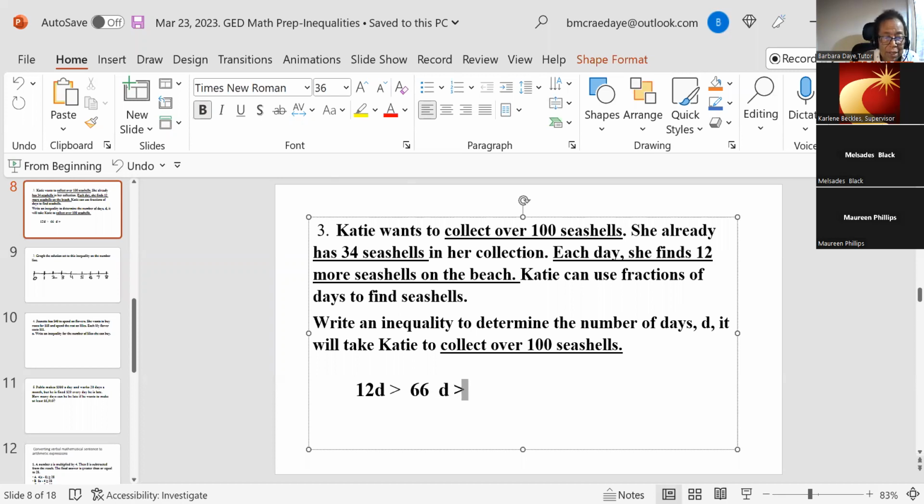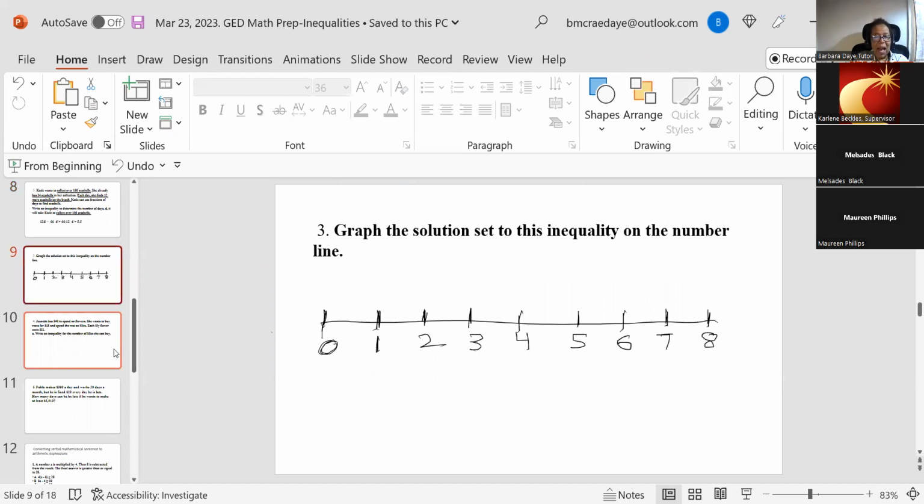So D greater than 66 divided by 12. And what's that equal to, Mercedes? 5.5. D greater than 5.5. Okay, that's the inequality. And that's the 5.5. Now you need to use that 5.5 in the second part of this. Now, how would I graph this solution to show that 5.5? Tell me what to write, somebody.